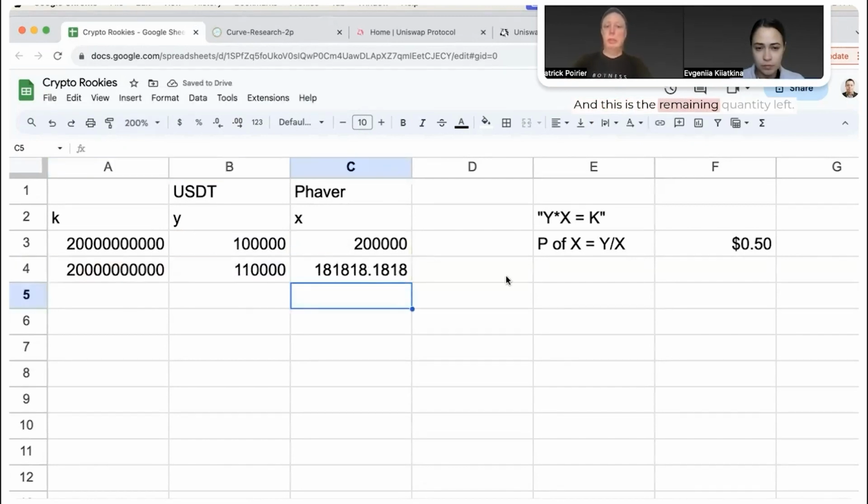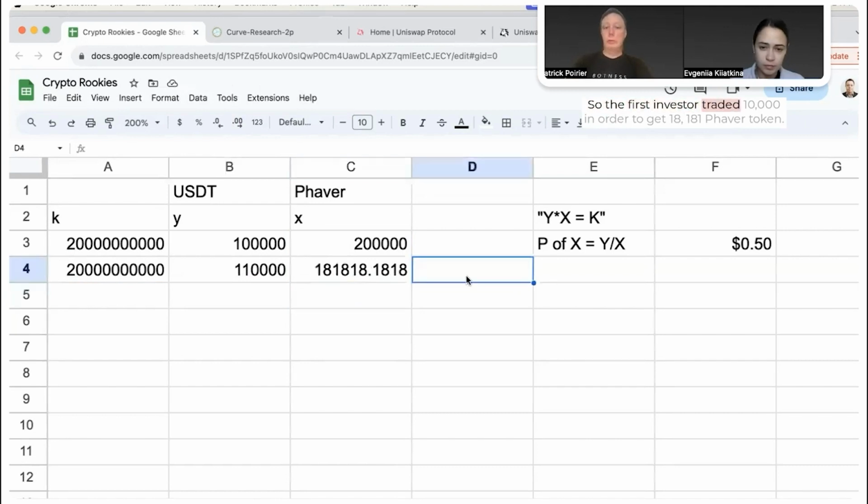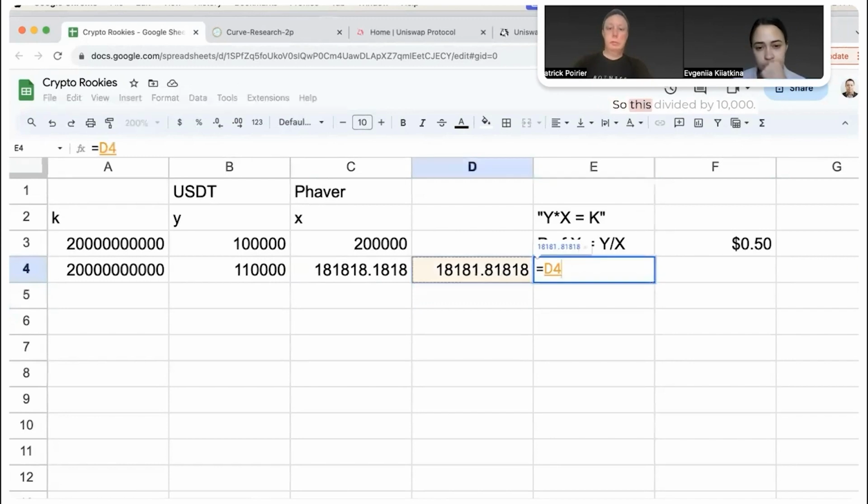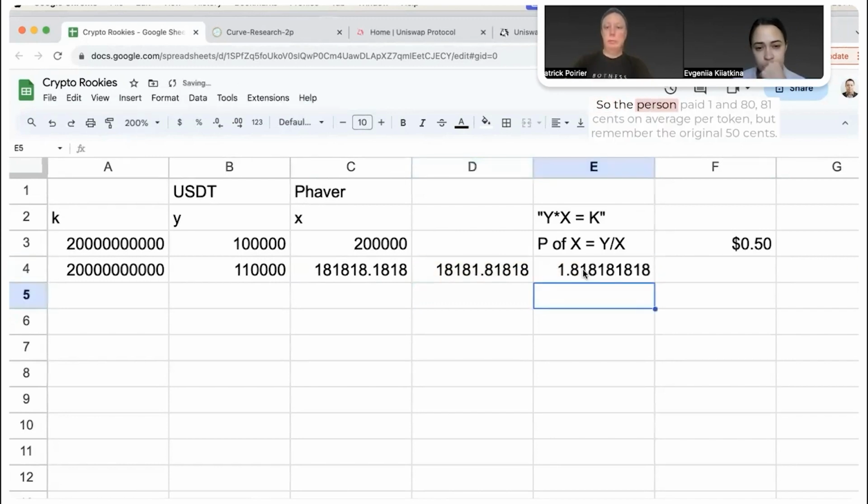And this is the remaining quantity left. So the first investor traded $10,000 in order to get 1,181 Favor tokens. It's saying the person paid $10,000. So this divided by 10,000. So the person paid $1.81 on average per token.